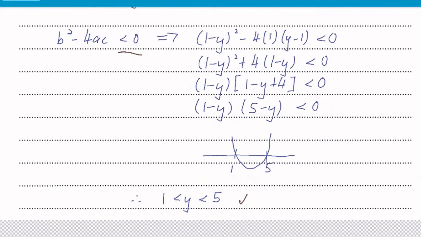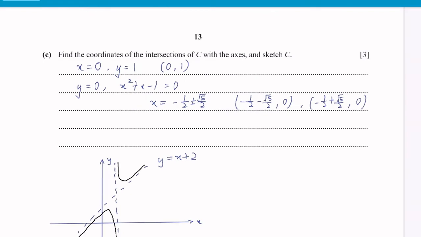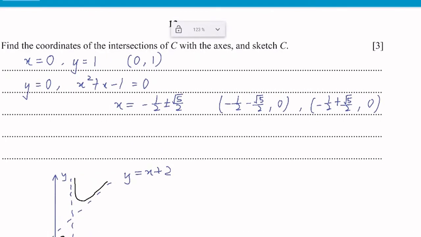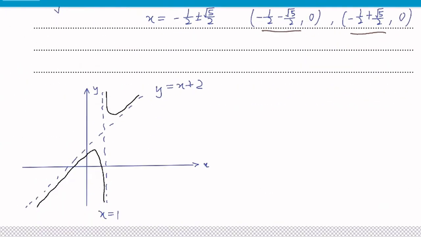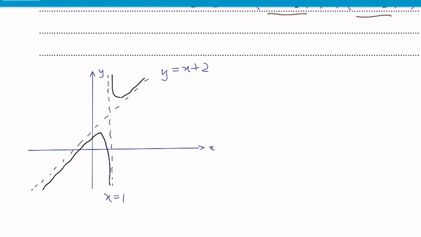And then after that: find the coordinates of the intersection of C with the axes and sketch C. So we let x be 0, we get this. And when we let y be 0, we get these values here. Because they want the coordinates, we really have to write them down in coordinate form. After that, it's just to transfer them into the graph.